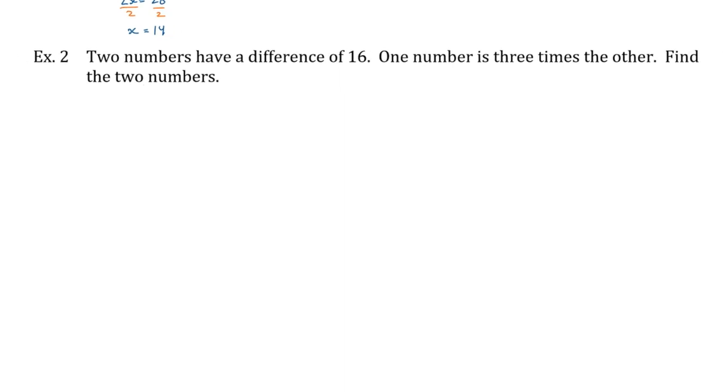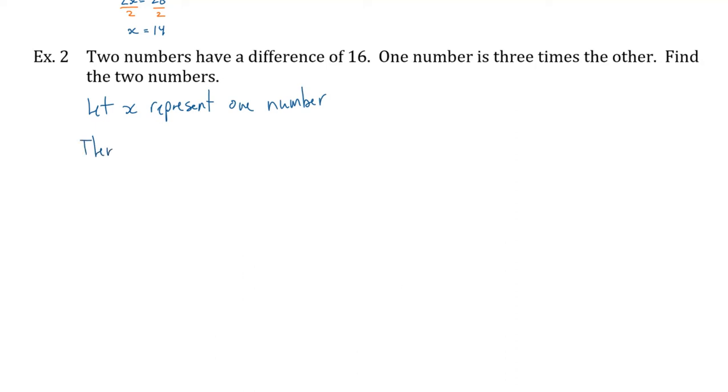All right. Two numbers have a difference of 16. One number is 3 times the other number. Find the two numbers. So kind of similar. We're going to start with let x represent one number. If the other number is 3 times that, what expression do I write for it? How do I show that a number is 3 times another number? x times 3.